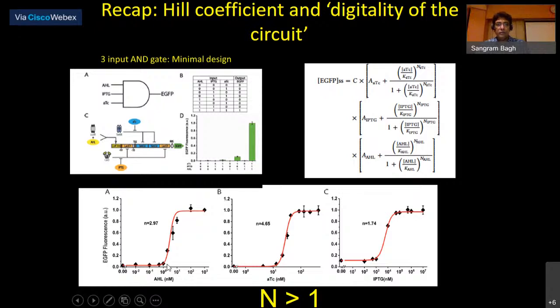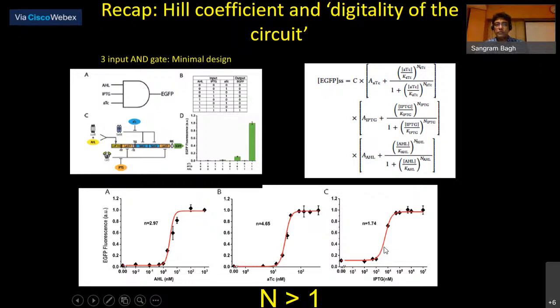Input chemical, right? So here we showed that in each of these cases, this is sharp enough. And how sharp, how are we determining? We're determining through fitting a particular equation, which is called the Hill function, okay? And in this Hill function, you can see there is the N, which is called the Hill coefficient, and it has to be more than one. And in these cases, you can see all the N values are more than one in all those cases.